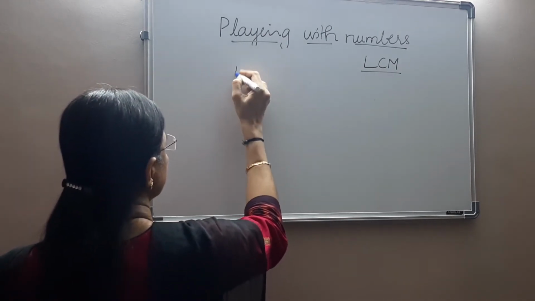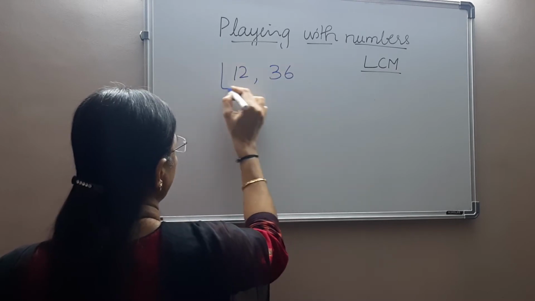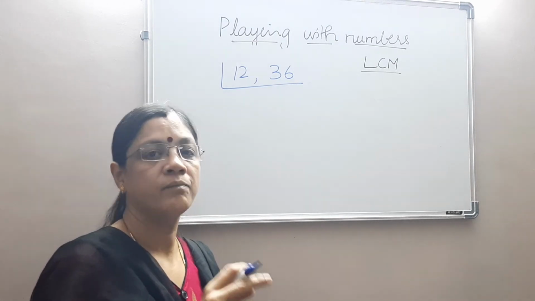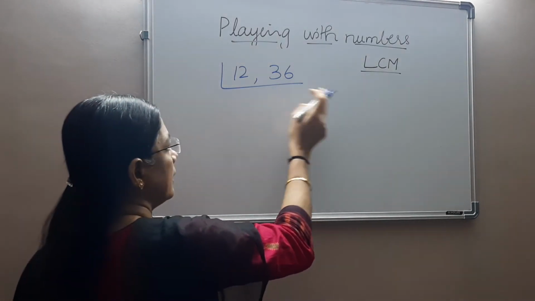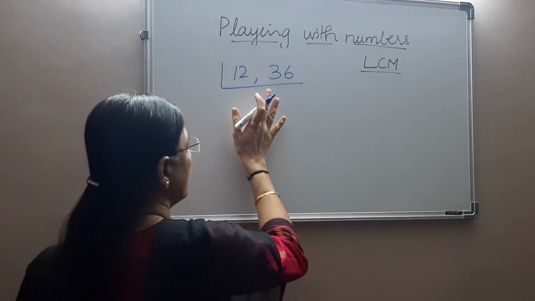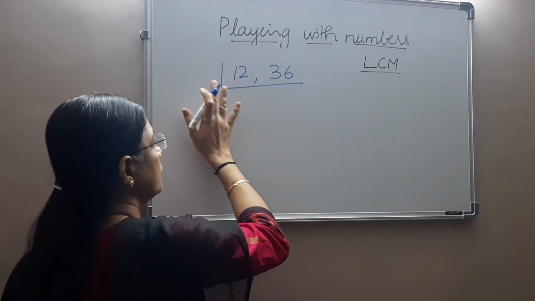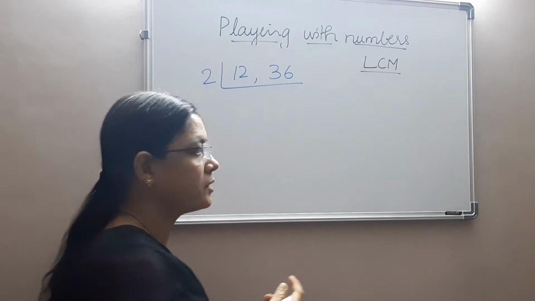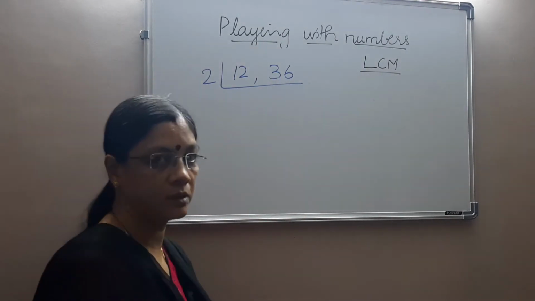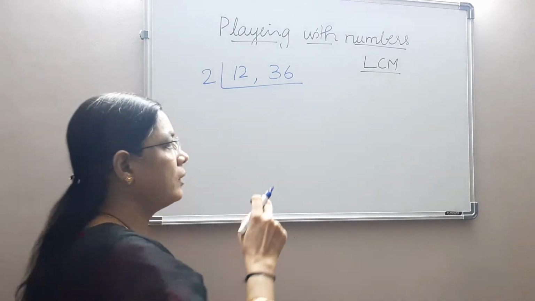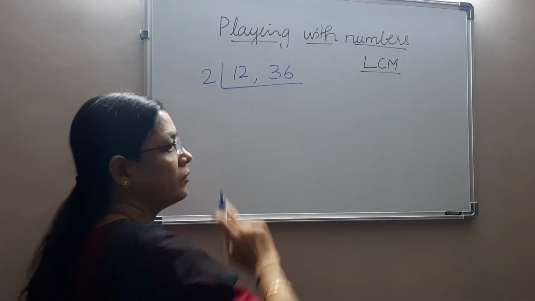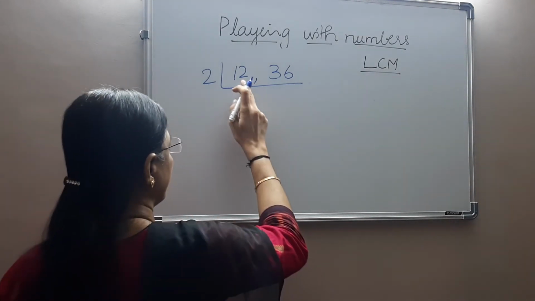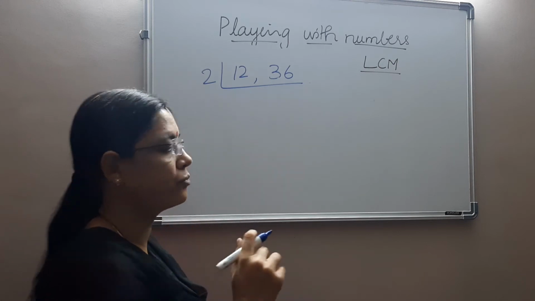The next method is by long division. What you call long division is you divide both the numbers simultaneously. Unlike the short division, in the long division you need to put a number here so that it divides both the numbers. That is, in other words, it's a factor. 2 is a factor of both 12 and 36. You can't divide one number and leave the other number, and then in the next step put another factor. No, it is not like that. For both the numbers, if you have a common factor, you should use that factor only.